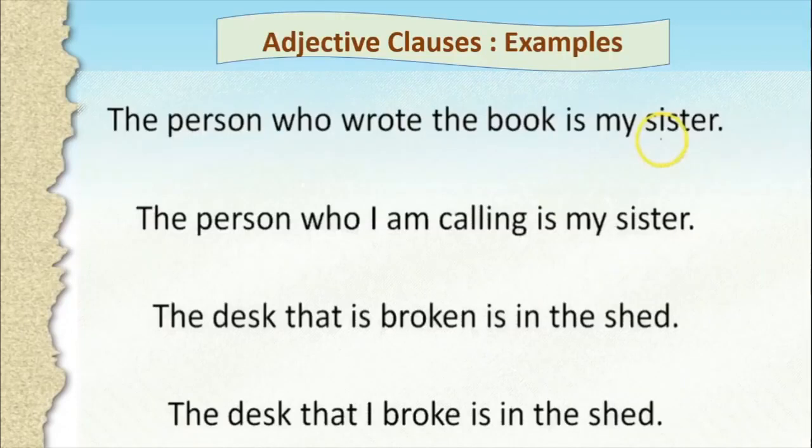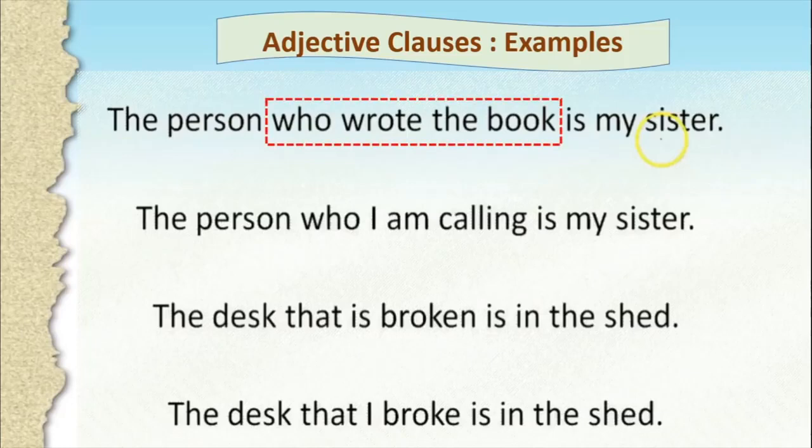So: the person who wrote the book is my sister. The person is my sister is the main clause that we know already. So who wrote the book? Which person? What is important about the person? Okay, so the person who wrote the book is my sister. So we are giving more information about the person. Alright, the person who I am calling is my sister. Again, same example but with a different clause. The person is my sister, but this time that person is not writing a book. That person is calling.